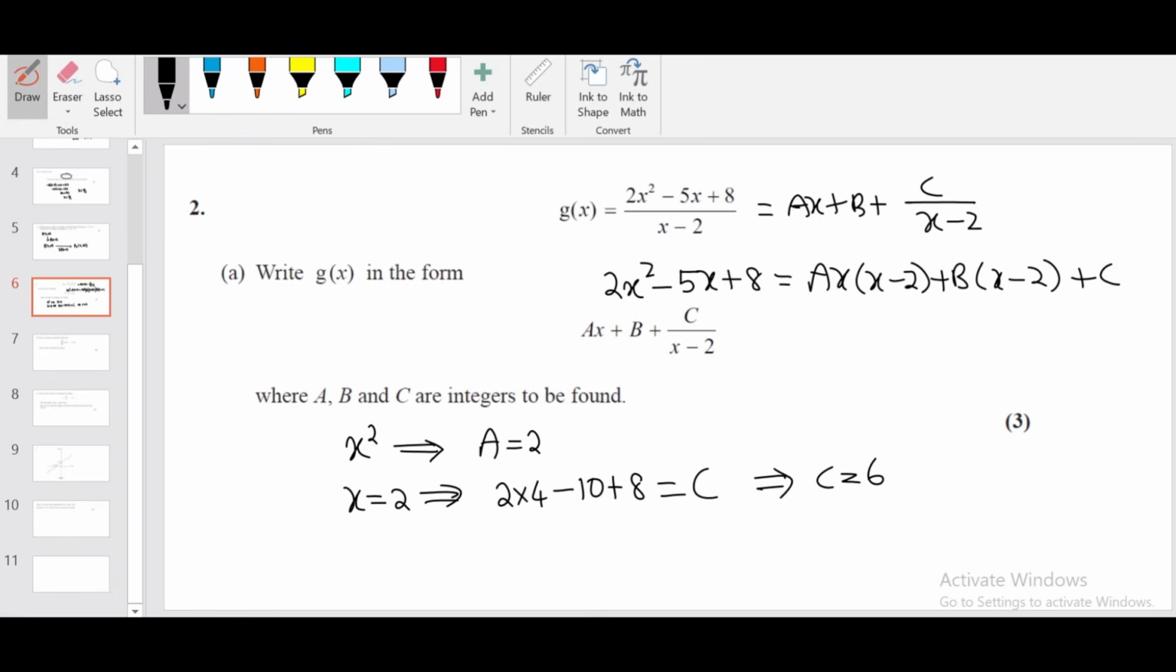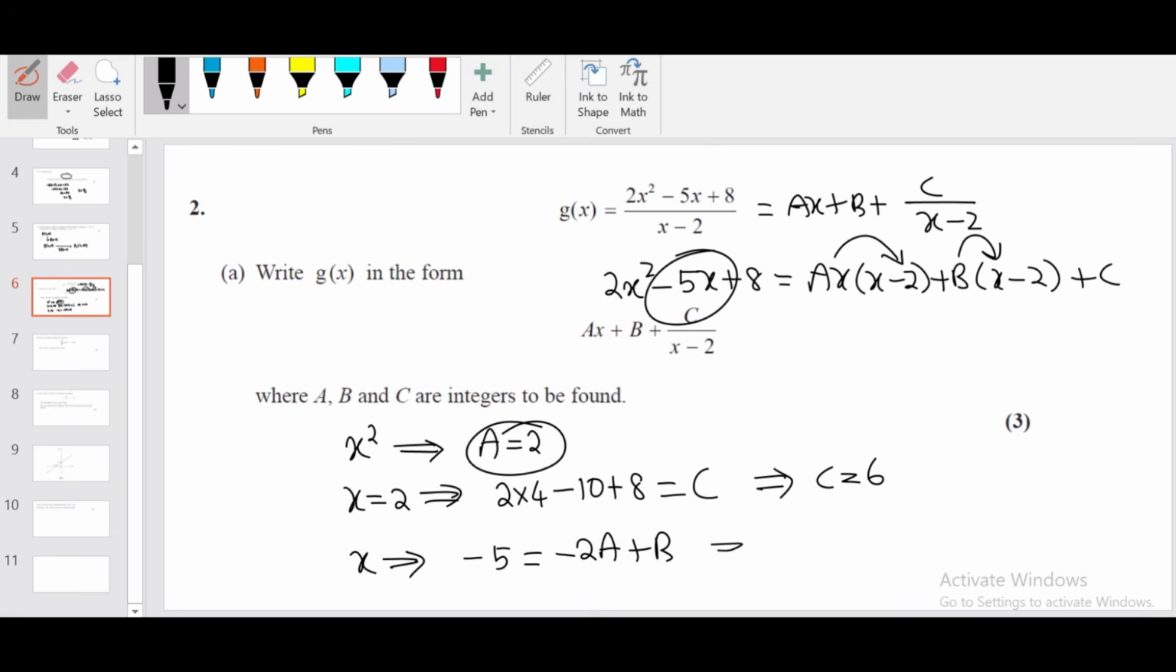And then I'm going to compare the coefficient of x now. Coefficient of x is minus 5, which is equal to minus 2a when you multiply these two, and then plus b. We know a is equal to 2 already. Sub in here, minus 4 goes to the other side, b is minus 1.